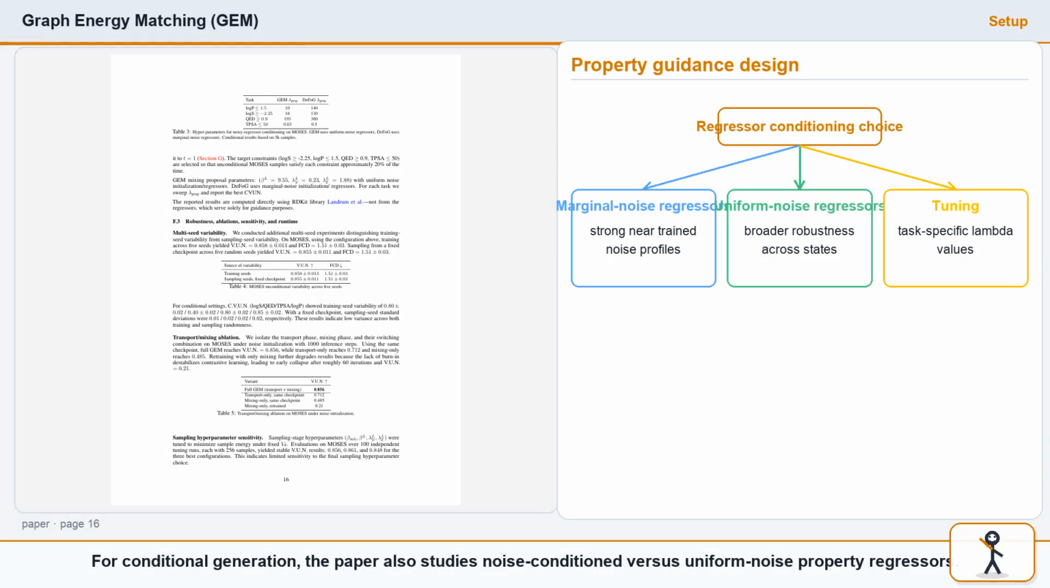For conditional generation, the paper also studies noise-conditioned versus uniform noise property regressors. Those choices affect guidance reliability, especially away from clean data states. Reported hyperparameter tables make this comparison operational rather than anecdotal.